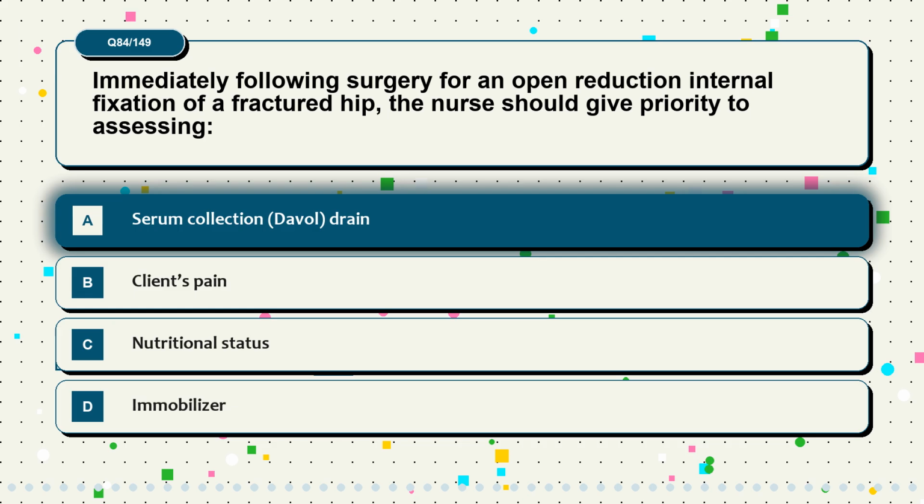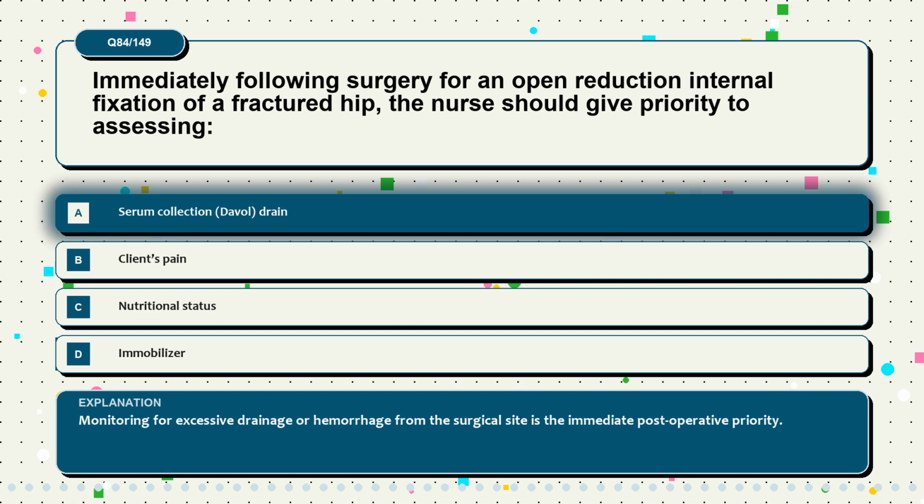The correct answer is option A. Serum collection Davol drain. Monitoring for excessive drainage or hemorrhage from the surgical site is the immediate postoperative priority.